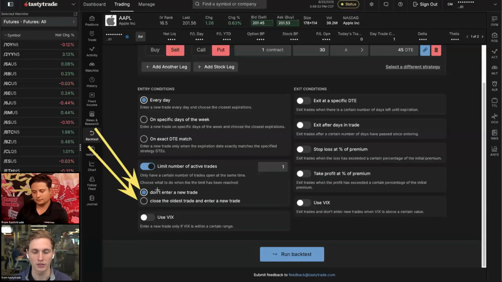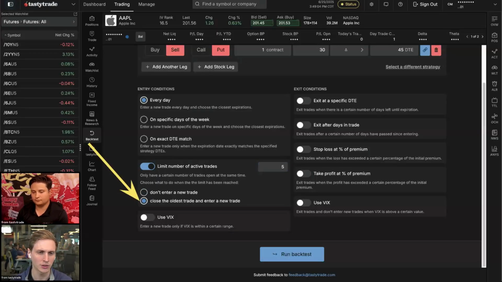And one thing you can set as well, these two settings down here, if we're looking at one trade, we're just going to want to generally have the don't enter a new trade option here. That's just going to make sure that we're just waiting until our option expires or maybe one of our exit conditions is hit that we'll talk about later. But if you are looking to have multiple trades open, maybe you're scaling into this trade and you have it set to 5 and you want the oldest trade kicked out every single time your entry condition is hit, you can do close the oldest trade and enter a new trade.